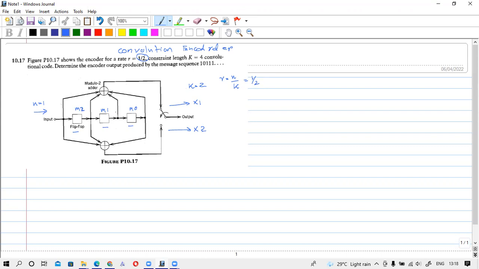So you can see that there are three flip-flops, so there are three bits. So we have eight combinations, so we will have eight status. Into three flip-flops, we will have eight combinations or status. And here also there is one flip-flop for our input. Only one bit is given as input, so we have one flip-flop there. So altogether we have 1, 2, 3, 4 flip-flops. That means constraint length is 4, okay?